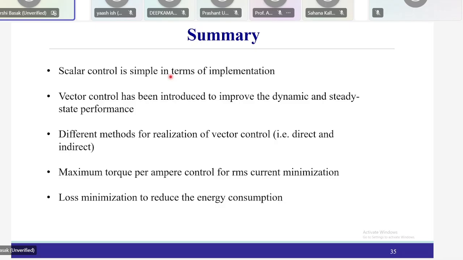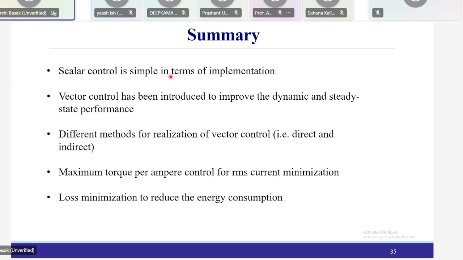And then vector control will give you improved transient and steady state performance, but it will require more sensors. It will require at least two current sensors and at least one speed sensor for implementation, so these two are definite. Vector control improves the dynamic performance as well as the steady state performance. It is easy to implement maximum torque per ampere control using the vector controller.